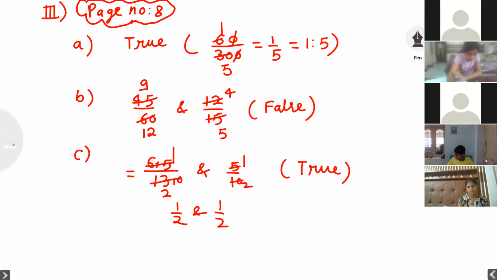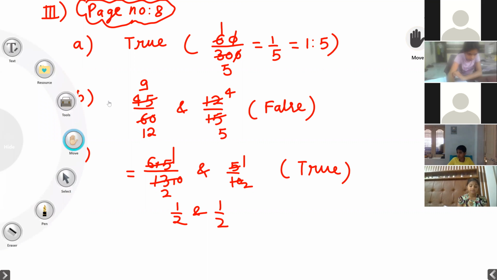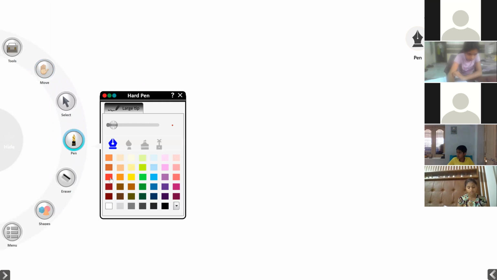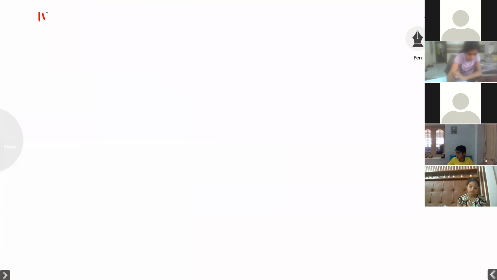Fourth bit, A question. Now we have solved questions of this type. Number of triangles to the number of circles inside the box. Inside the box, how many triangles are there? Count, everyone. How many triangles are there? 5. Very good. And how many circles are there? 4. First answer is 5 is to 4.